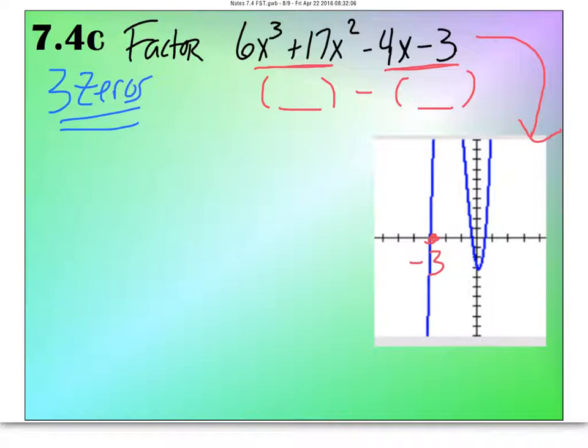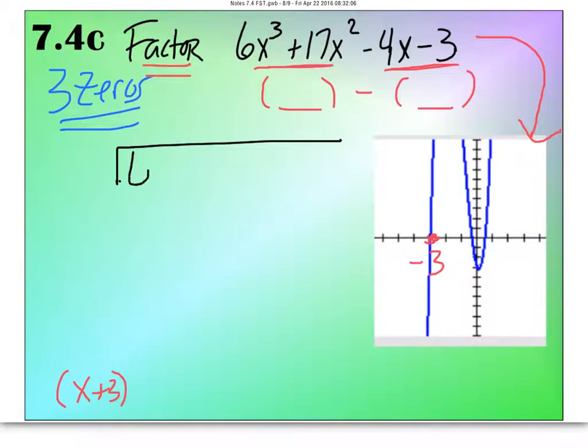So the one thing I know, they want me to factor it. Great, I know one of them. One of the factors is x plus 3, so I'm 1/3 of the way there. Now I'm not quite sure what these other 2 are exactly. So what I need to do is take this factor that I got from this zero and long divide it out of this. So let's do it.